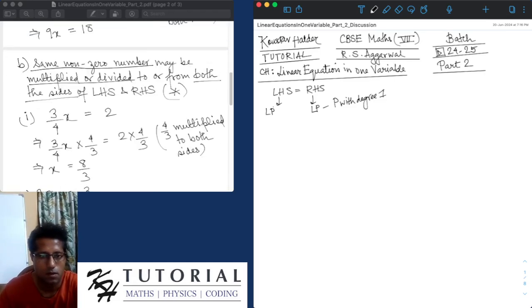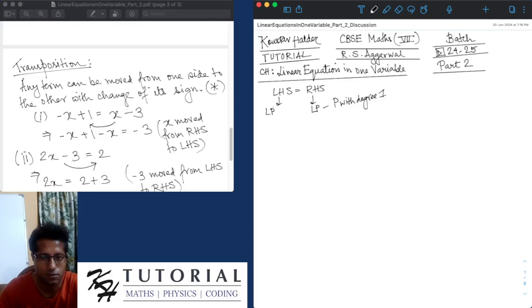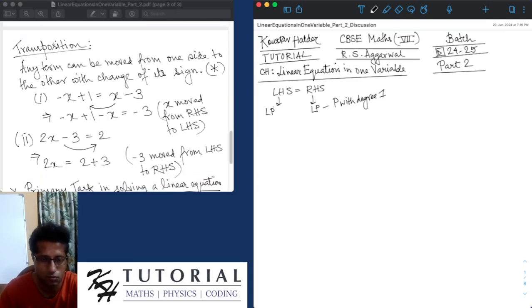Okay. And the next rule, which is very, very important and will be frequently used, is the transposition of terms. It says that any term in the equation can be moved from one side to the other. By side it means LHS or RHS. So any term can be moved from one side to the other with change of its sign.